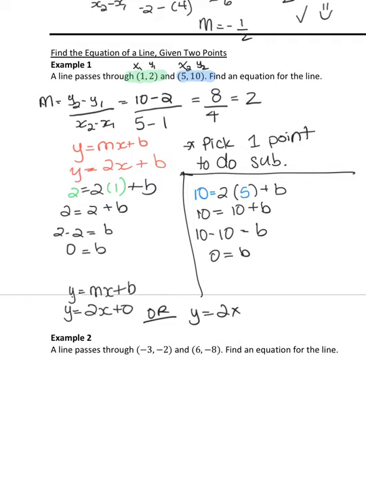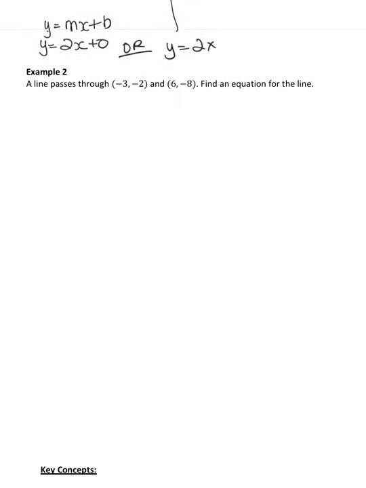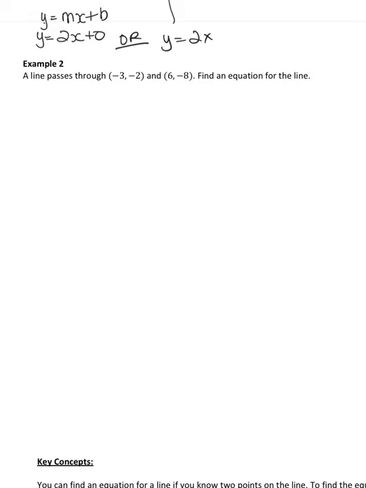Next example. A line passes through (-3, -2) and (6, -8). Let's find the equation for this line. So again, I'm going to start by just labeling my points.